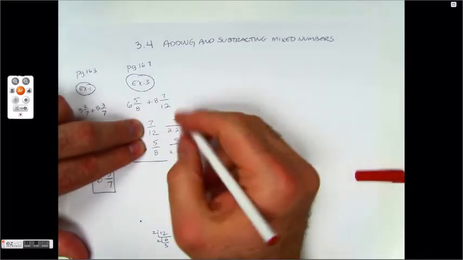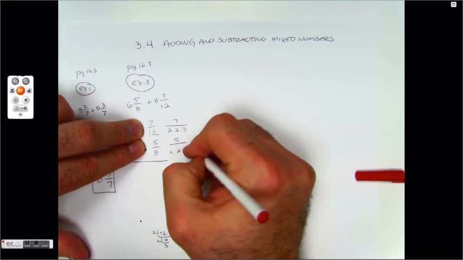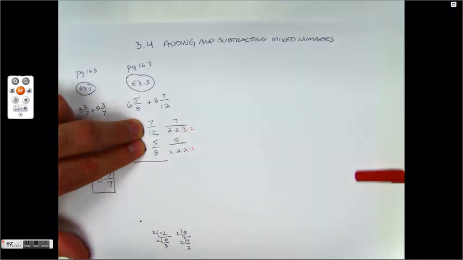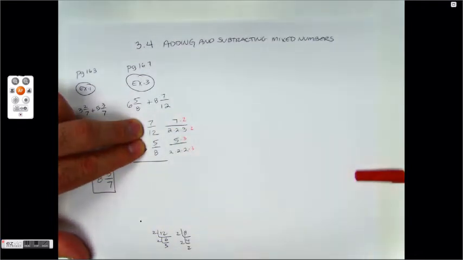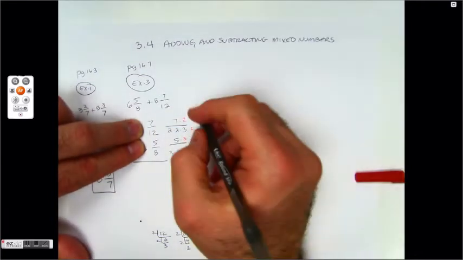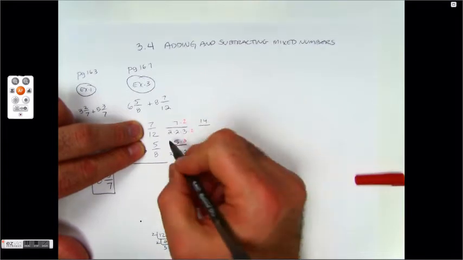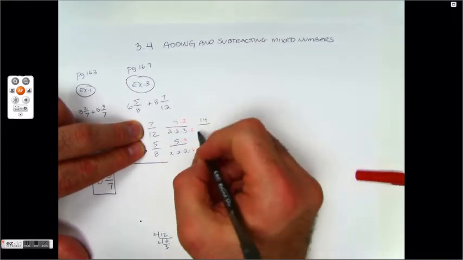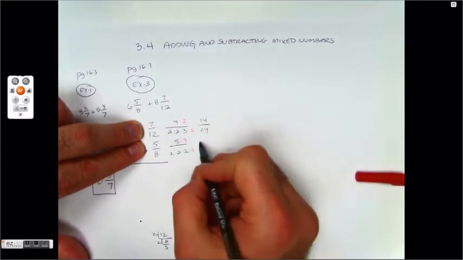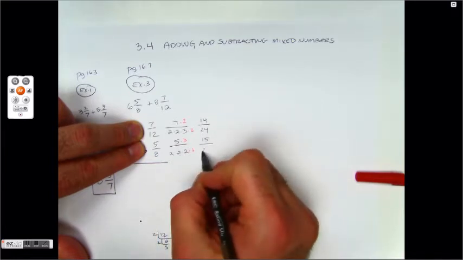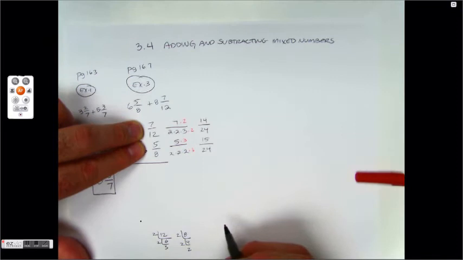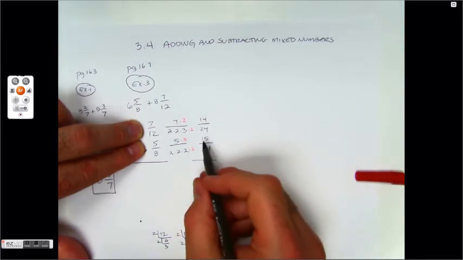And then we go and look and see which factors are missing. This one's missing a 3, and this one's missing a 2. Then we put this factor up here, and this factor here. And then we can put them back together. So we get 14 over 2 times 2 is 4, times 3 is 12, times 2 is 24. 5 times 3 is 15. 2 times 2 is 4, times 2 is 8, times 3 is 24. So that works. And then now we can add these fractions.